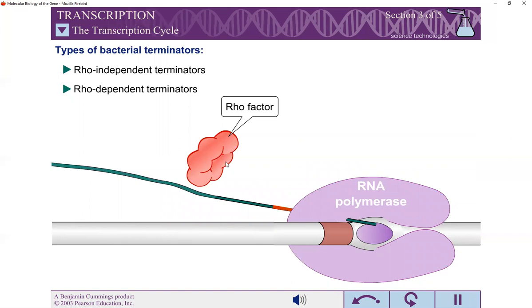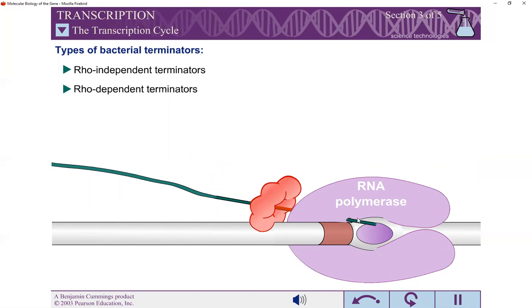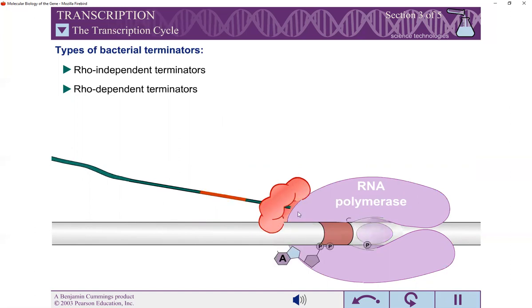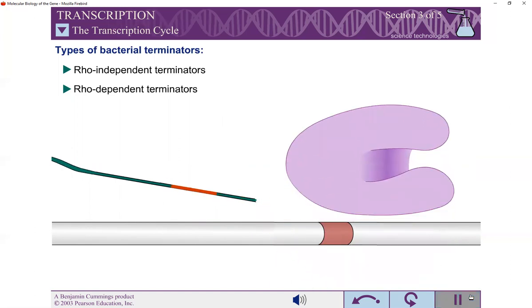The Rho factor binds to the transcribed RNA as it exits the polymerase. Using the energy derived from ATP hydrolysis, the Rho factor pulls the RNA from the template and RNA polymerase. It pulls the mRNA transcript away so that the transcript is expelled, and the RNA polymerase moves away from the site of transcription. So this is how Rho-dependent termination takes place.